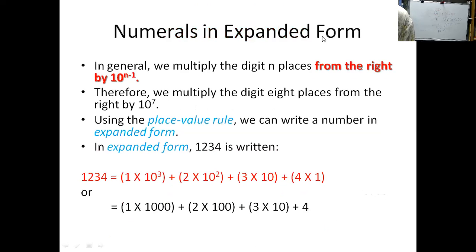Numeral in expanded form. In general, we multiply the digit n places from the right by 10 to the power of n minus 1. Therefore, for example, we multiply the digit 8 places from the right by 10 to the power of 7. 10 to the power of 7, what do we mean by that?